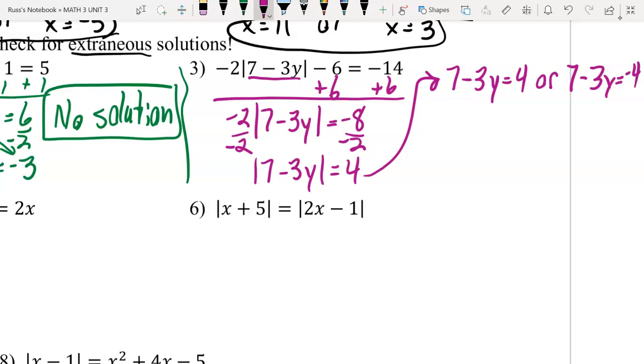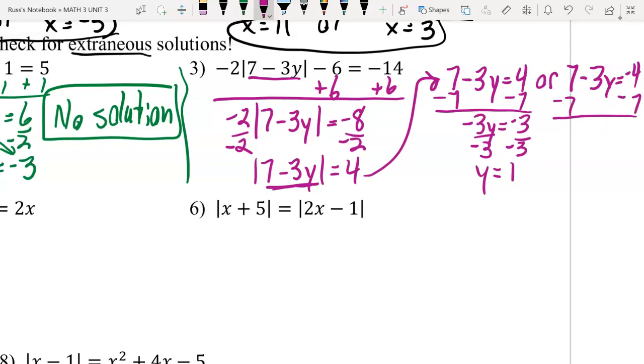Now, once we do this piece, I don't care about the negatives. In order to deal with the absolute value, this can't be a negative number. So minus 7, negative 3y equals negative 3, divide by negative 3. So y equals 1. Or minus 7, negative 3y equals negative 11. y equals 11 thirds. These are two possible solutions.